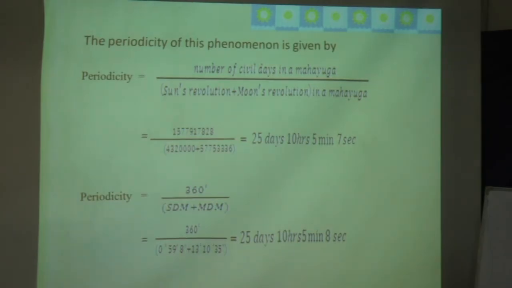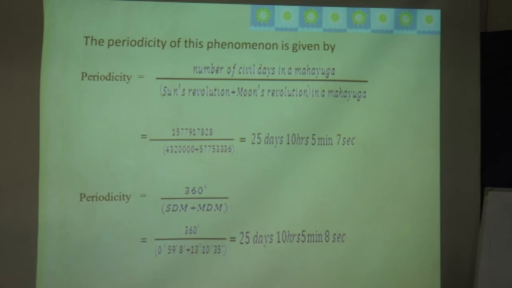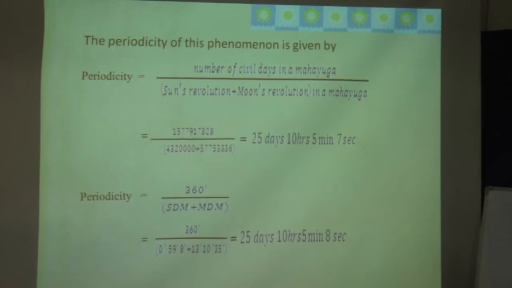The periodicity of this Pata can be found by using this formula: the number of civil days in a Mahayuga divided by the sun's revolutions plus the moon's revolutions in a Mahayuga, which gives you 25 days, 10 hours, 5 minutes, 7 seconds. Or else the periodicity can be obtained by using 360 degrees divided by the sum of the daily motions of the sun and the moon.